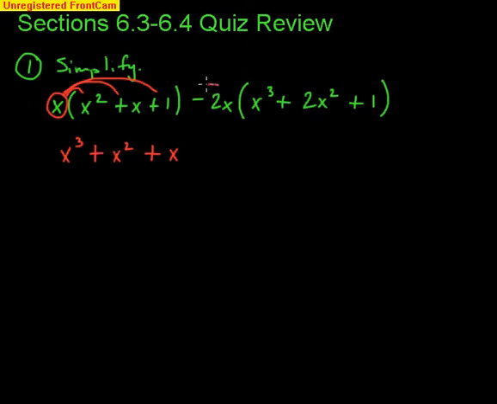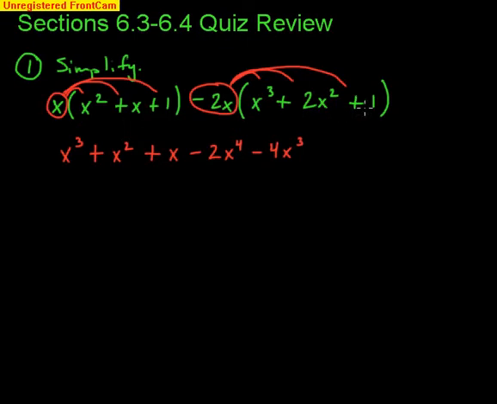Now, we have a negative 2x that needs to be distributed to this second parenthesis. Notice I circled the negative because it has to go with the 2x. So we have negative 2x times x to the third. That's going to be a minus 2, and then x times x to the third is x to the fourth. Negative 2x times positive 2x squared. Negative 2 times positive 2 is negative 4, and x times x squared, that's an x cubed.